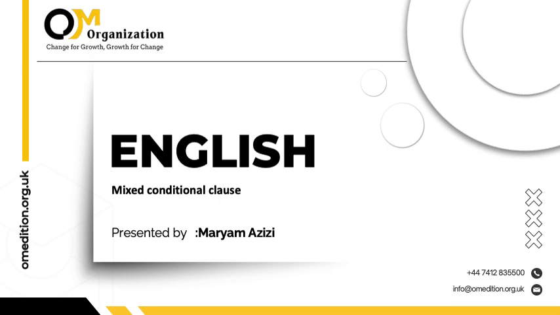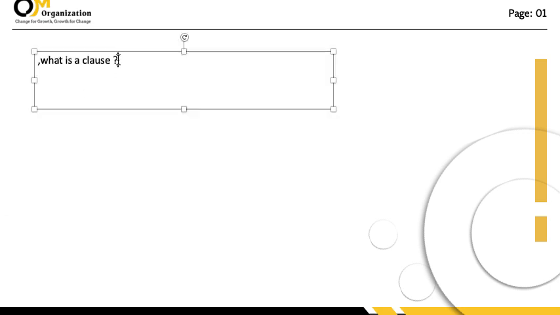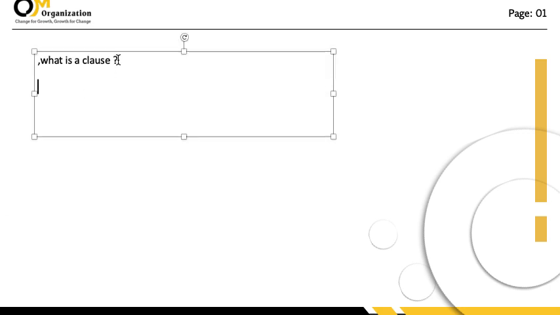When we want to talk about mixed conditional clauses, first we need to know some other parts before that. First, we need to have a review on what a clause is. Secondly, we can have a small glance at the four types of conditional clauses. And lastly, we will cover our main discussion, which is mixed conditional clauses. So, first of all, what is a clause? When we say mixed conditional clause or conditional clause, what is a clause itself?